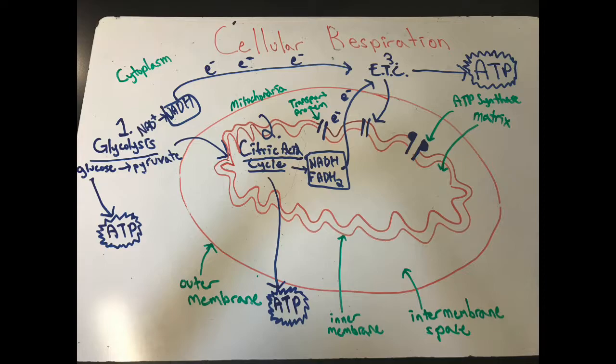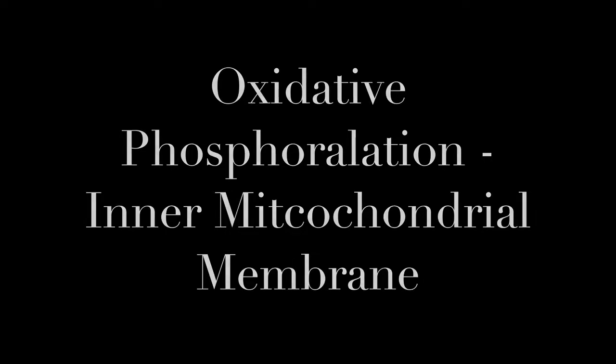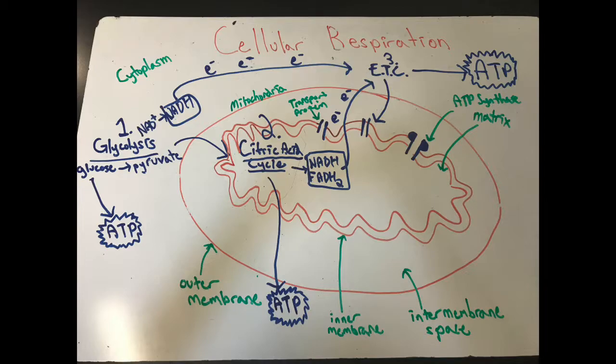The final step of cellular respiration is the electron transfer chain, or oxidative phosphorylation, which occurs along the inner mitochondrial membrane. During this process, high-energy electrons are released from NADH and FADH and travel along the ETC on the inner membrane of the mitochondria to be received by an oxygen molecule.